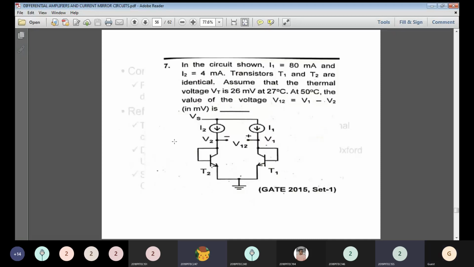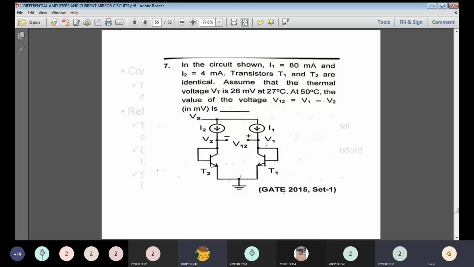See the next question. In the circuit diagram, the current I1 and I2 values are given. The transistors T1 and T2 are considered as identical transistors. Assume that the thermal voltage VT is 26 millivolt at 27 degrees Celsius. At 50 degrees Celsius, the value of voltage V12, which is the difference of voltages, is asked. So they are asking to calculate the value of V12. This is working under differential mode. From the question, you can easily identify it is working under differential mode. The differential mode of output is asked in the question.